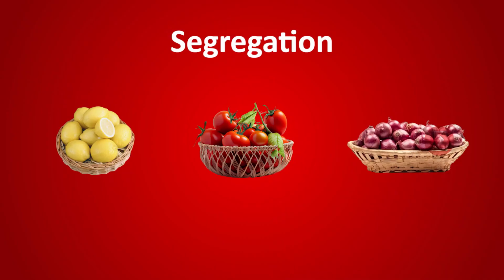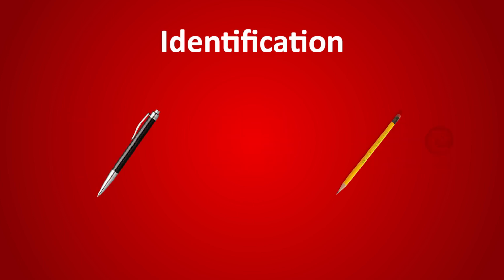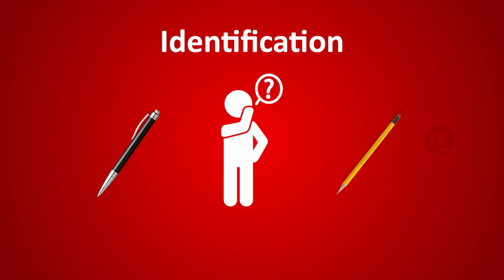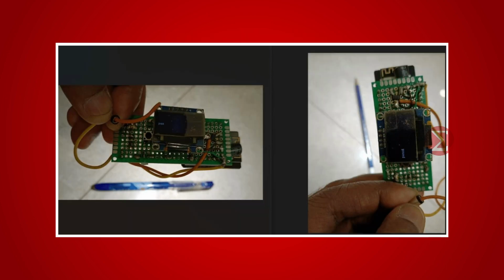This project will help you segregate objects. Let's say you want to segregate vegetables like lemon, onion, tomatoes, etc. You can also identify objects with this project like pen, pencil, etc. Now the question is how it is done. This is a very simple project developed with the help of very few components.